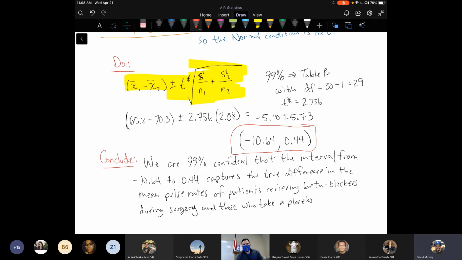Again, as I believe I stressed yesterday, always list the smaller value first. The negative number is the smaller value here. 0.44 is the larger value. List the smaller one first in your interval. So we've done the math. Sweet. Are there any questions on the math, on the do step here?